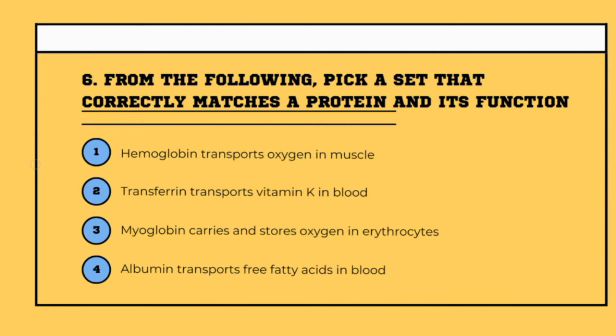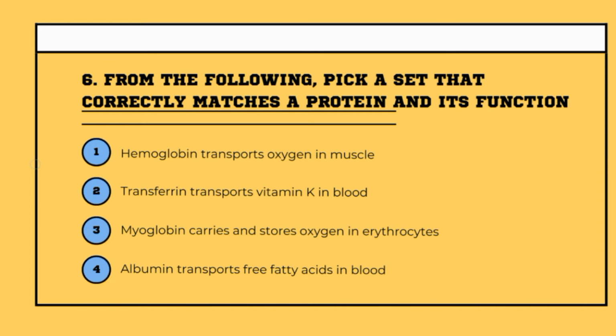Then we go to question number 6. From the following, pick a set that correctly matches a protein and its function. 1, Hemoglobin transports oxygen in muscle. 2, Transferrin transports vitamin K in blood. 3, Myoglobin carries and stores oxygen in erythrocytes. 4, Albumin transports free fatty acids in blood.